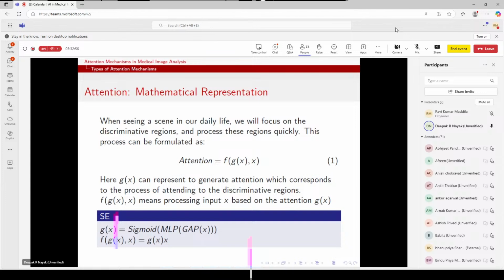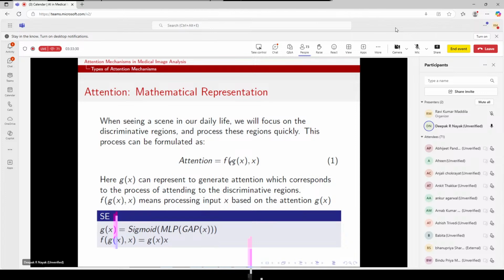So mathematically, when I say attention, it can be simply denoted as f of g of x and x. That means a function which takes two parameters, g of x and x. What is g of x here and what is x? Obviously, x is the input, and g of x is nothing but the weights through which you want to produce some attention map. So this function can be different.